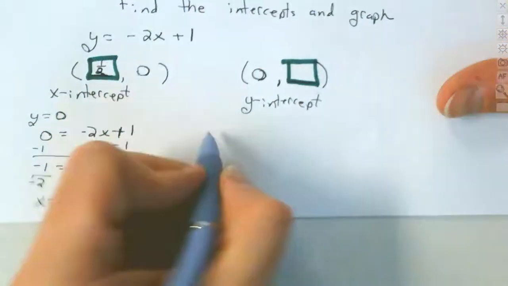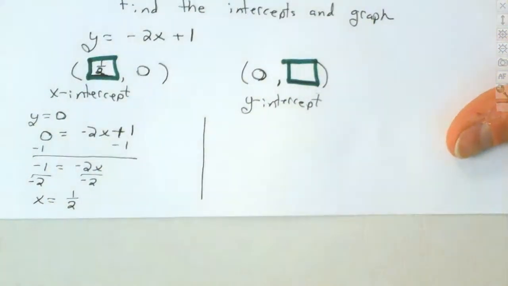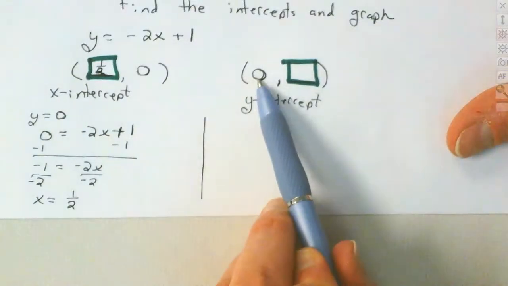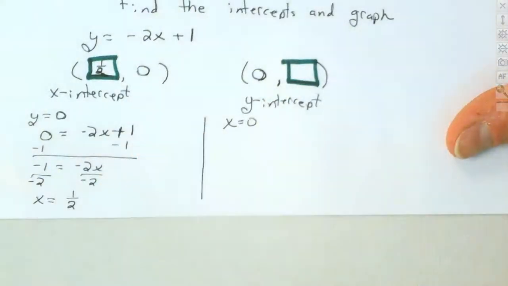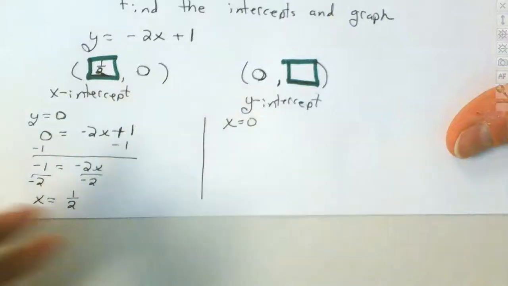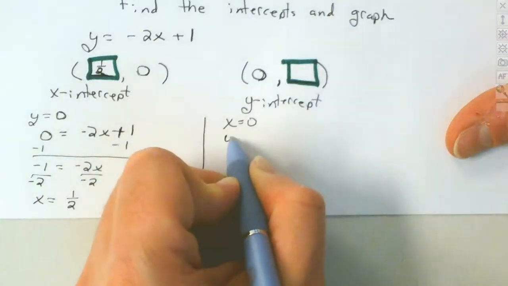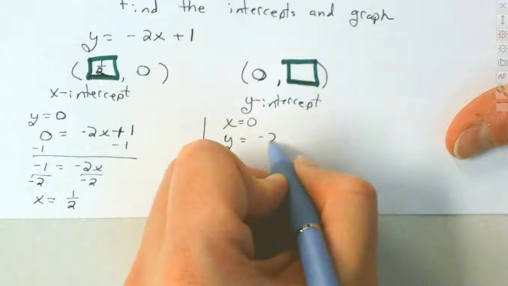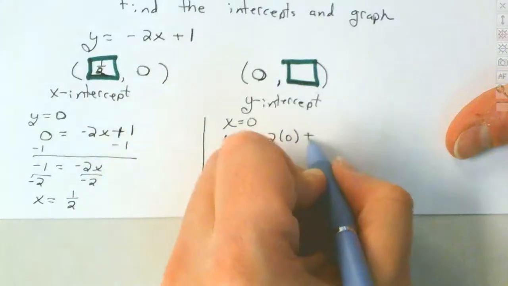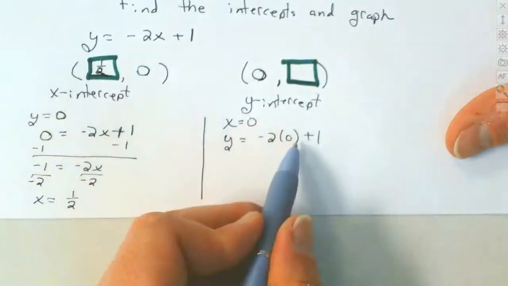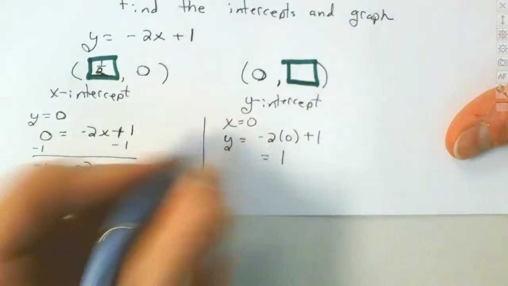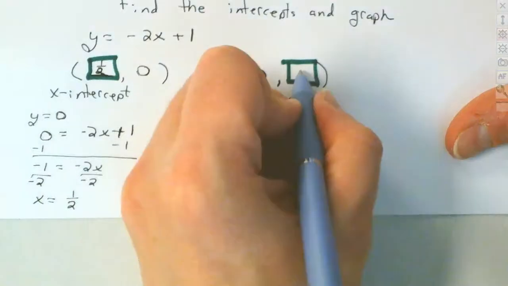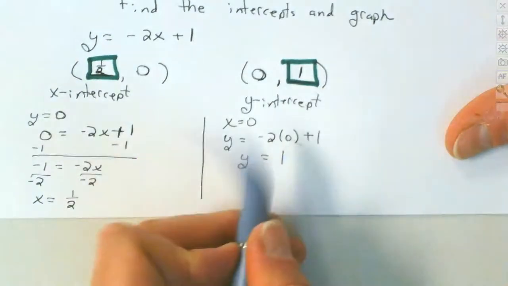Okay, what about the other one? What about the y-intercept? To get the y-intercept, what are we going to do? To get the y-intercept, we plug in x equals 0. And if we plug in x equals 0, it's actually easier. If we plug in x equals 0, we have y equals now a minus 2 times 0 plus 1. Well, minus 2 times 0 is what? 0. And 0 plus 1 is just a 1. So y would be now what? 1. Okay, because that piece is gone.